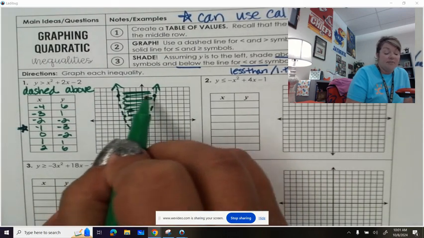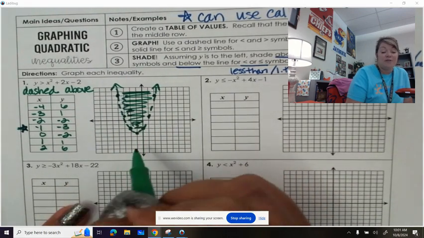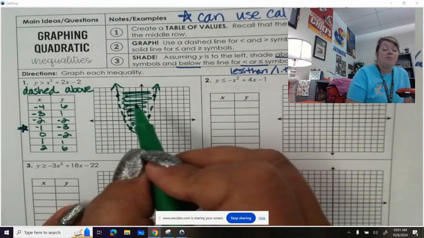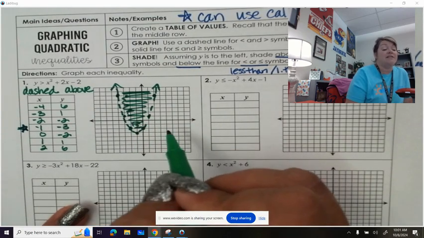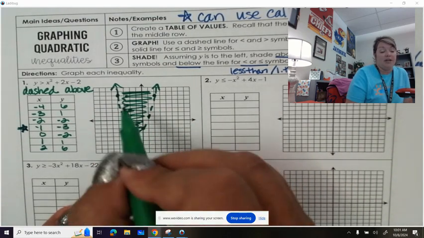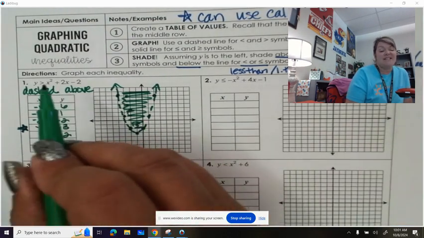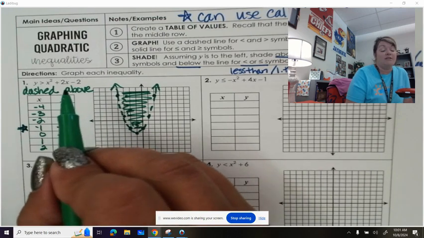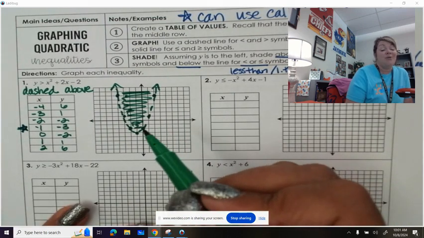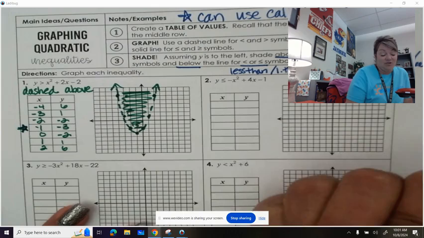If you're confused on deciding above or below, you can always pick a test point. So pick a point that's either inside or outside the parabola, but not on the parabola. You don't want to pick a point that's in your table of values. And just test it and see if you get a true statement or not where that point is. So I like to test 0, 0 because it's really easy to test.